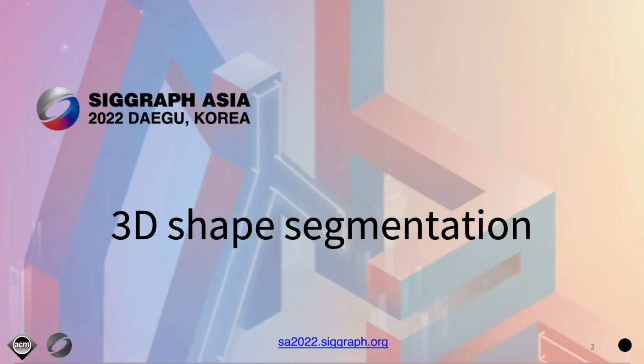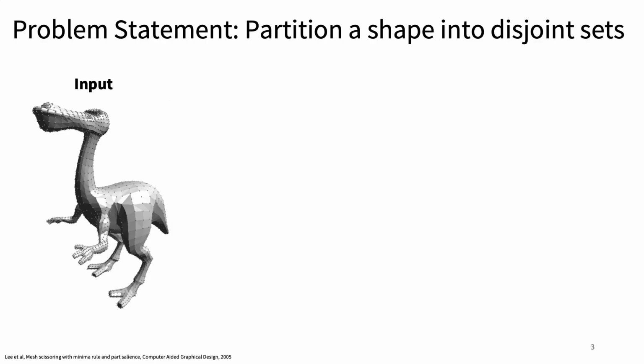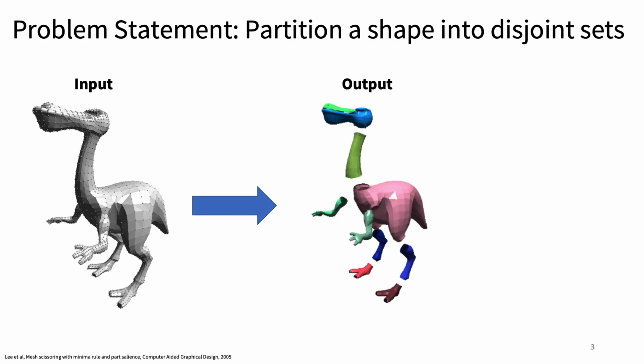SHRED is a method for 3D shape segmentation. This is a fundamental problem within computer graphics and vision. As a general framing of the problem, typically we assume that we get a 3D shape as input, and as output, we want to partition the input shape into disjoint sets according to some criteria that is application dependent.